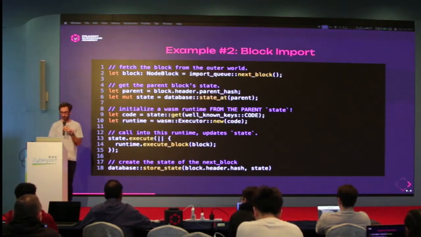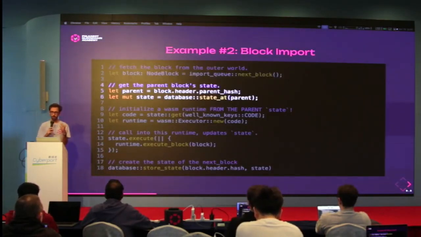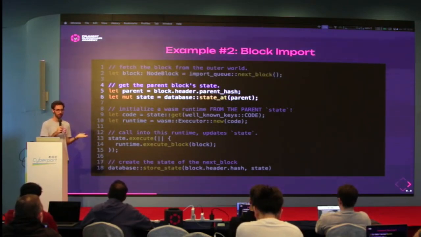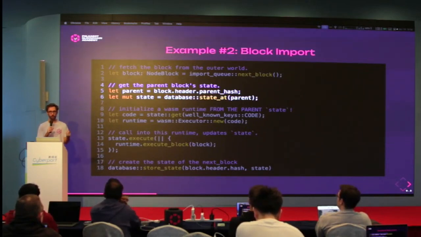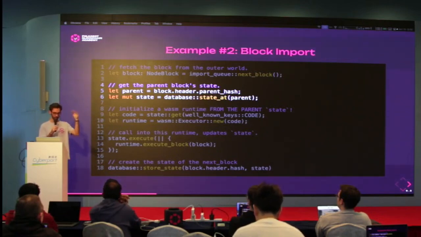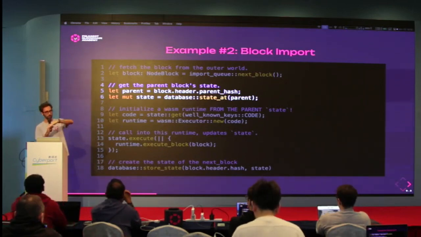Okay, so let's walk over this. First line, similar: give me the next block that wishes to be imported. Now this example hopefully illuminates better why blocks need to specify their parent hash, because blocks are a valid state transition on a particular parent block. If there's a temporary fork, a block could be valid in one fork but not valid in the other fork.